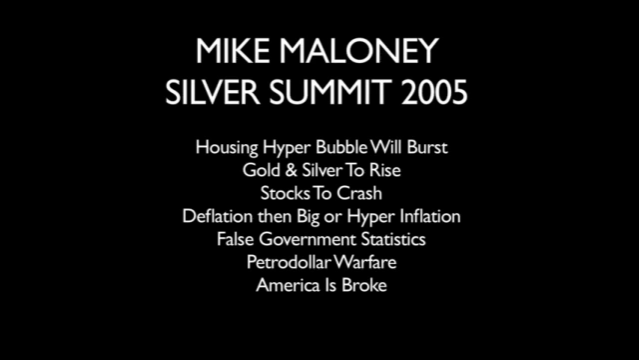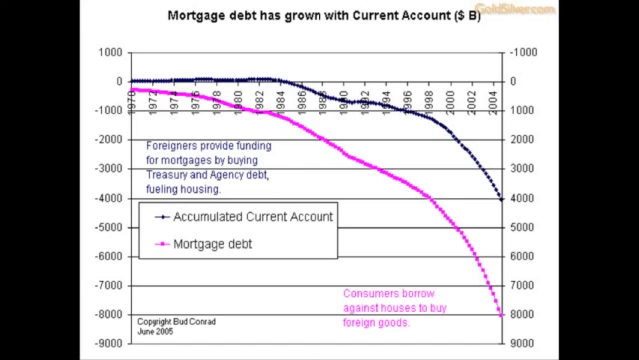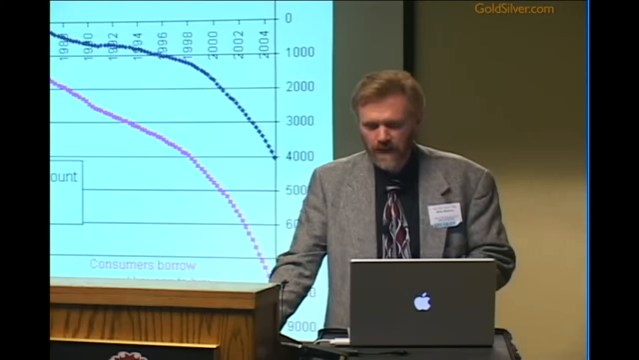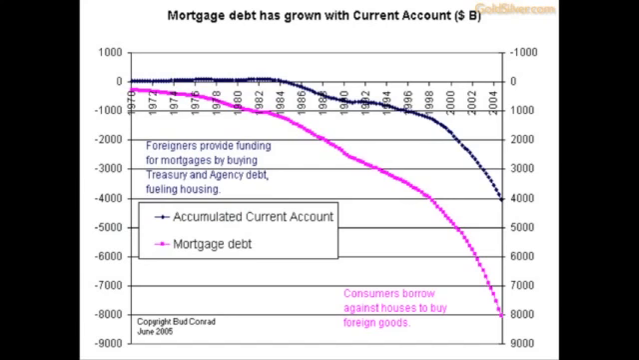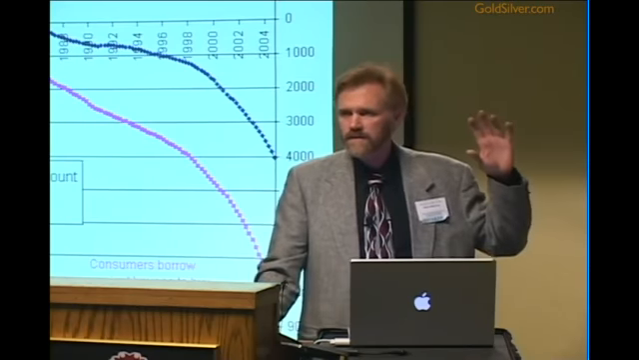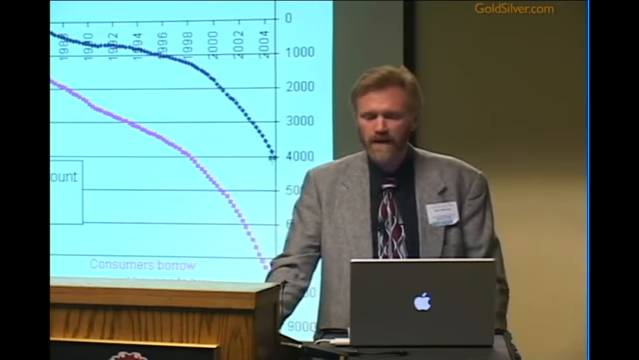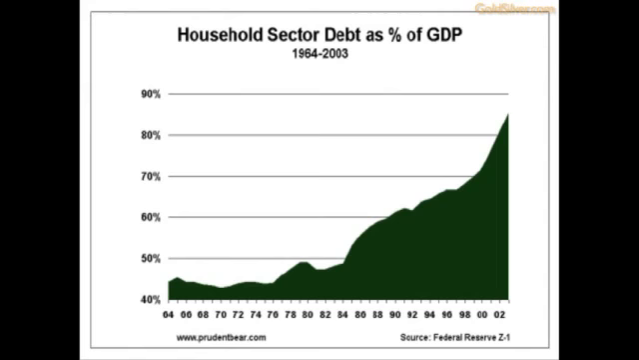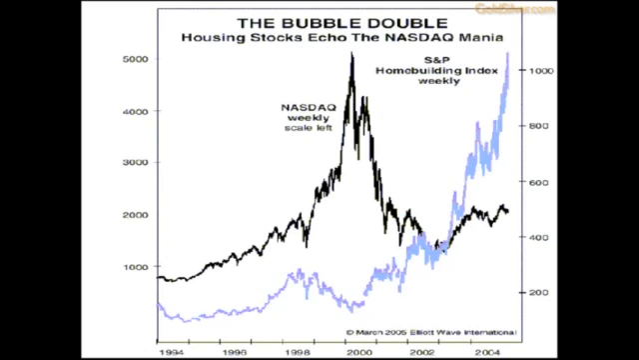I'm going to talk a little bit about the current housing bubble. Mortgage debt. This is the cumulative current account deficit, but look at where mortgage debt is. This is what we've done using our houses as ATM machines to buy SUVs and all of that stuff that we buy from China and Japan that creates this current account deficit. And this is people refinancing their houses. The household sector debt as a percent of GDP. This is the home builders index as compared to the NASDAQ. They look pretty darn similar there, and it has started to roll over.